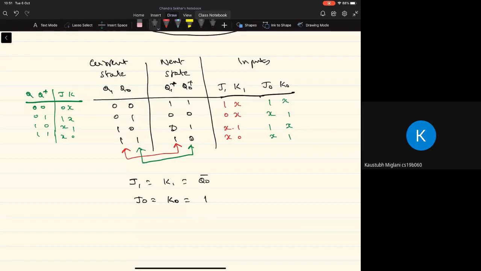Okay, I think people already responded to it. Very good. Yeah, J1, K1 is Q0 complement. Yeah, I think Vedant, you have to mark it as Q0 complement, not just Q complement, right? Whereas Ravi has given that correctly.